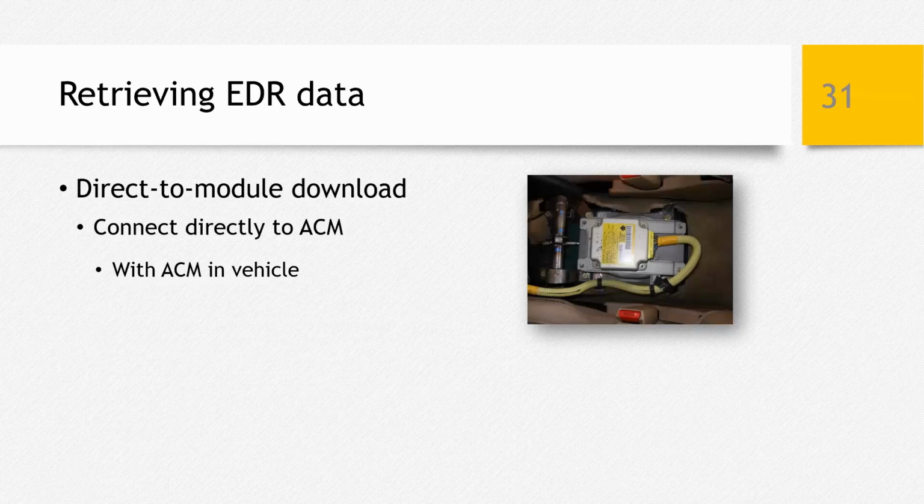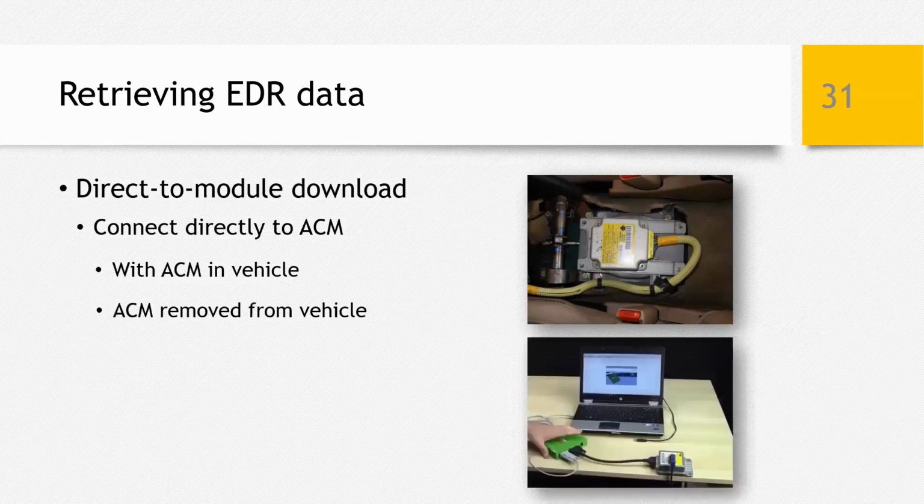Essentially what we're doing is disconnecting that wiring harness, that yellow cable, from the module, and then we're going to use a vehicle and module specific cable to connect to the airbag control module.